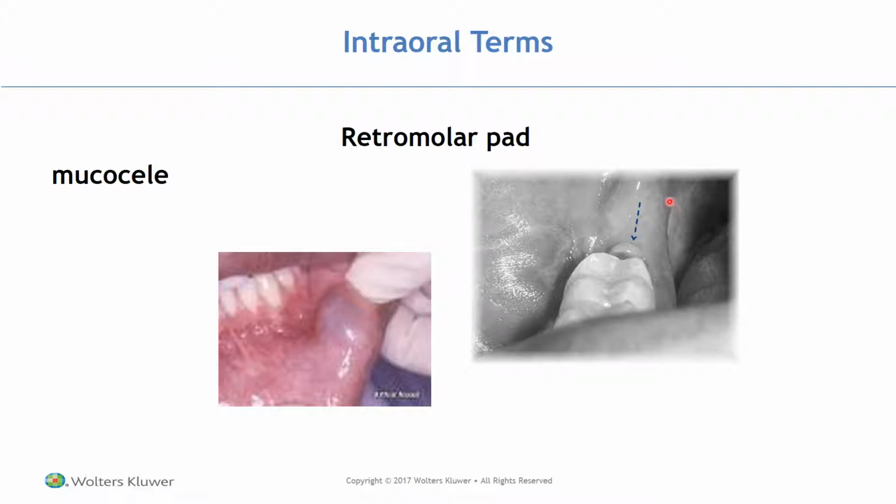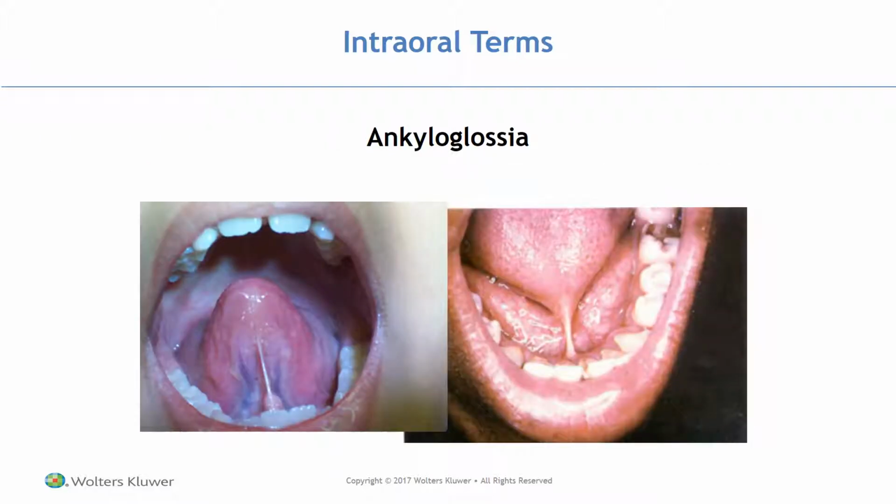Then we have our retromolar pad here, and it looks like the start of possibly an operculum here. All right, here's our ankyloglossia. You can see that in this first picture on the left-hand side, the tongue can't touch the roof of the mouth because of that high attachment. And then you can see this is a true 100% ankyloglossia, a tongue tie, on the right side.